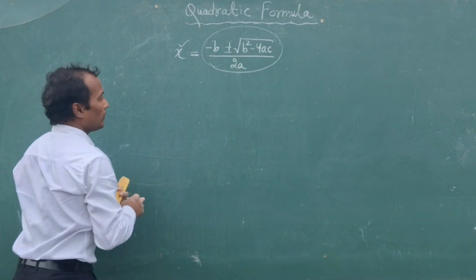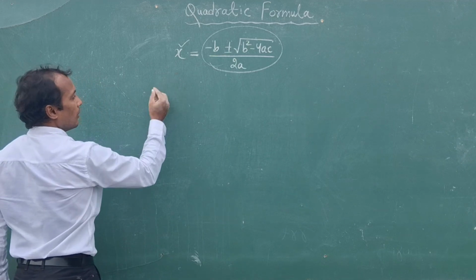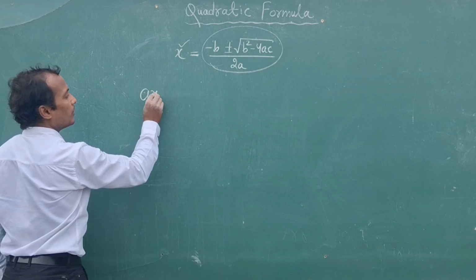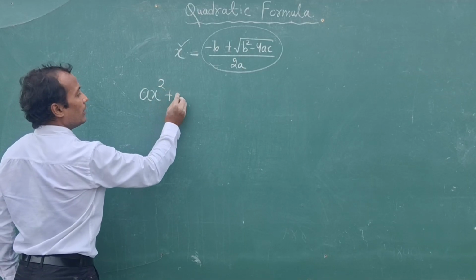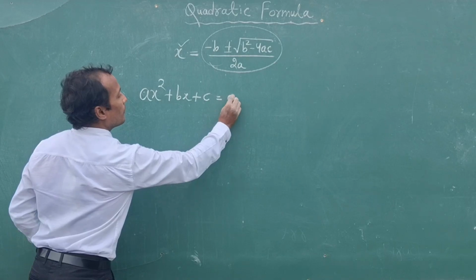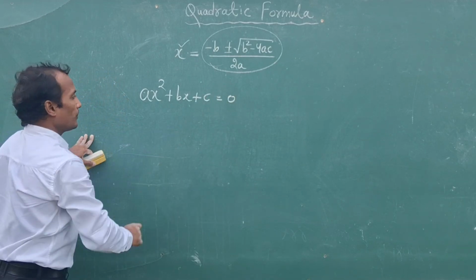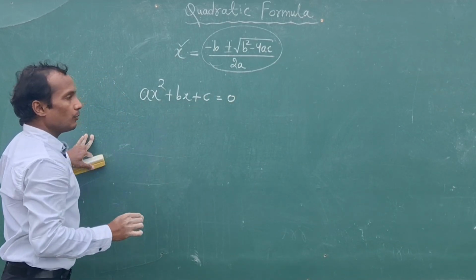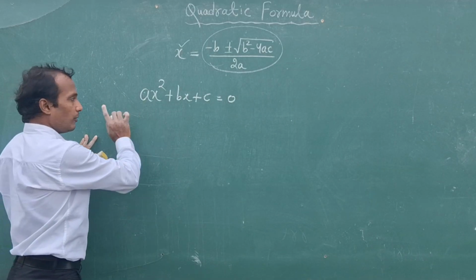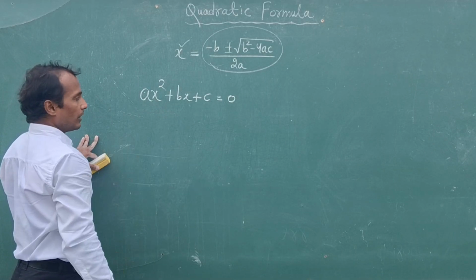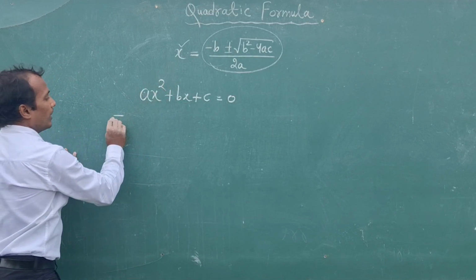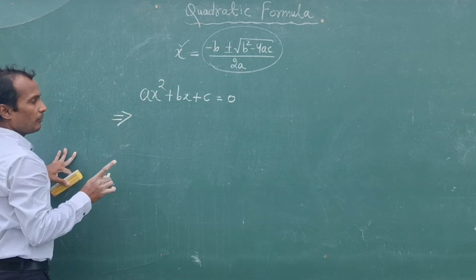Instead of taking that particular equation, I will take the algebraic form, I mean the standard form of the quadratic equation. Standard form of quadratic equation: ax square plus bx plus c equals 0. Here a, b and c are coefficients, they are real numbers, and a cannot be 0. Now x is the variable. Okay, I'll solve this quadratic equation to get that formula. How? Step by step I am explaining to you.